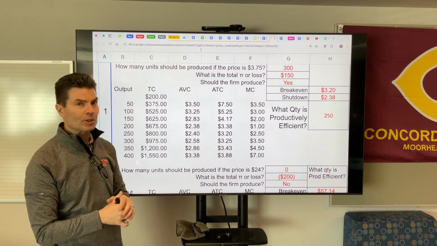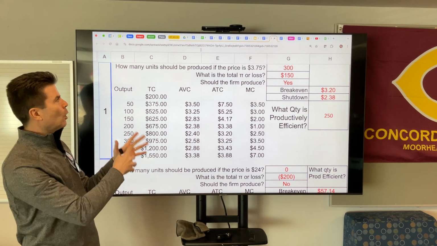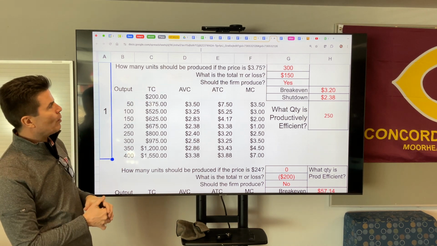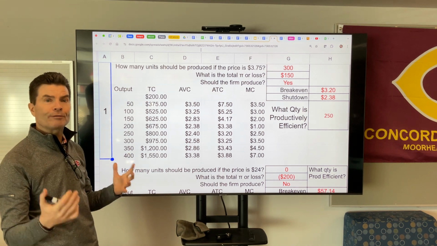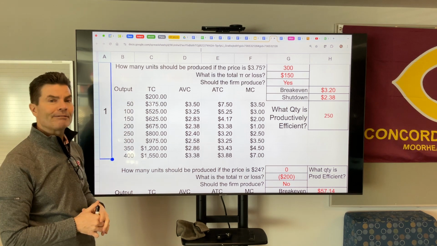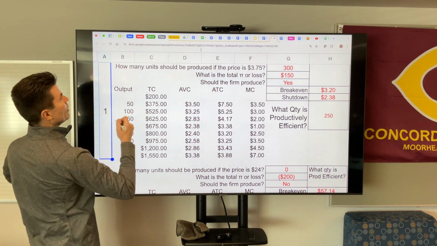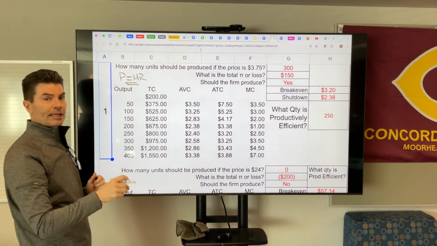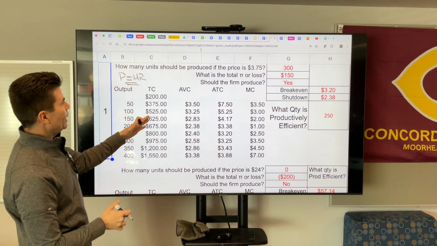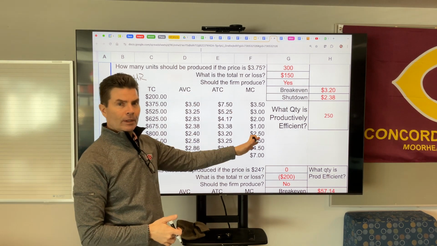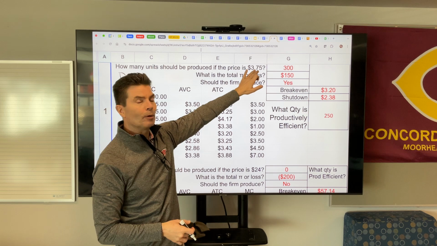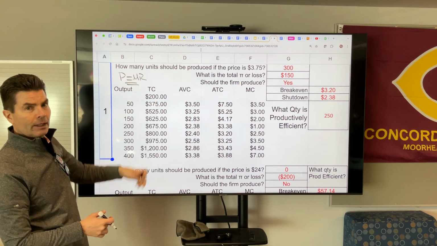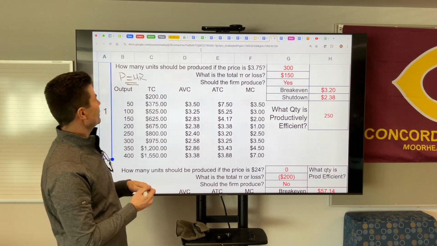So this is perfect competition. And all of this information assumes we have a perfectly competitive firm, even though it doesn't state it. How many units should be produced if the price is $3.75? A few different assumptions you have to make. If you know the price is $3.75, this being perfect competition, remember in perfect competition that the price is equal to MR, right? Because it's a perfectly elastic line. And we do not have an MR column here. That's why you have to do the transferable learning to know that if the price is $3.75, the marginal revenue is $3.75.